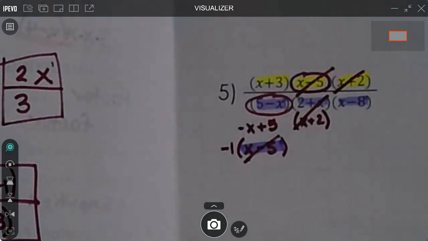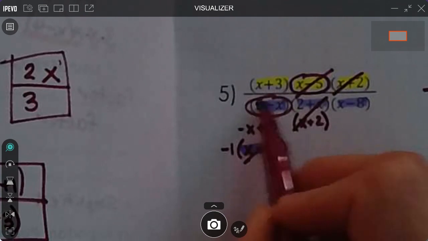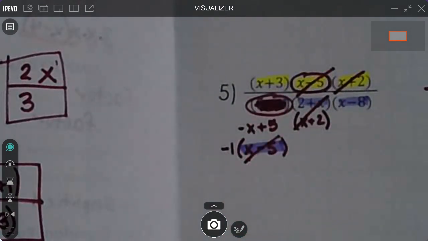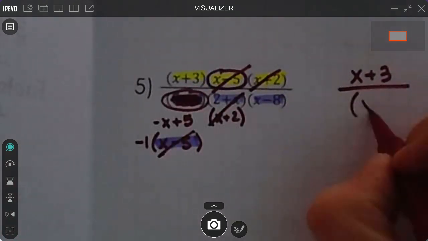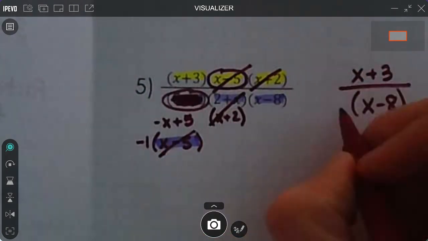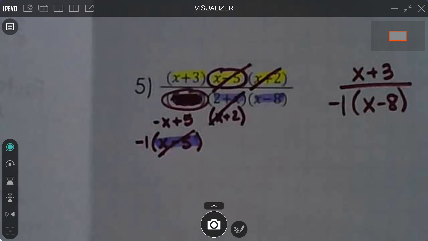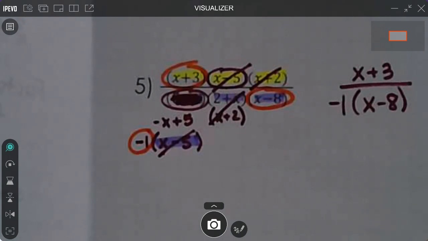Okay. So what's the only thing left on top? X plus 3. This I rewrote, right? So I don't want you to think it's still there. It's not there anymore, right? We rewrote it. What else is on the bottom? X minus 8. And don't forget, what did we factor out? A negative 1. Okay, so everything that was left, I'm circling. If it was on the top, put it on top. If it was on the bottom, put it on the bottom. And that's as far as you can go.